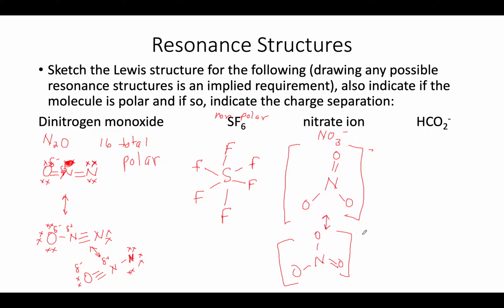One resonance structure and another resonance structure. I'm not going to be able to fit all this in, so I'm just going to skip that one because I haven't got enough room to make it. Sorry. Ta-da. Resonance structures. 3 resonance structures for the nitrate ion, and they are all equivalent.